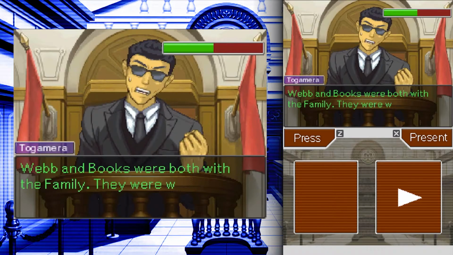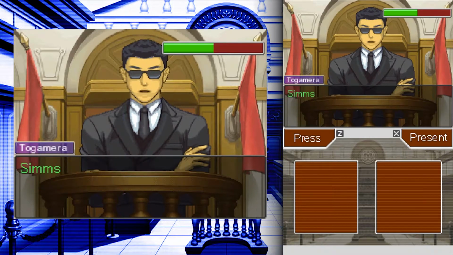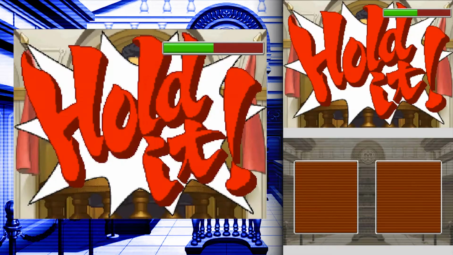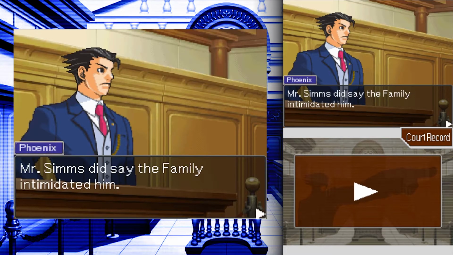And Books were both with the family. They were working together. Okay, so there's more than one contradiction here. They used the site to coordinate their actions. Okay, we already proved that was wrong. Citizen of 2, they bullied him into cooperating. Mr. Sims did say the family intimidated him.